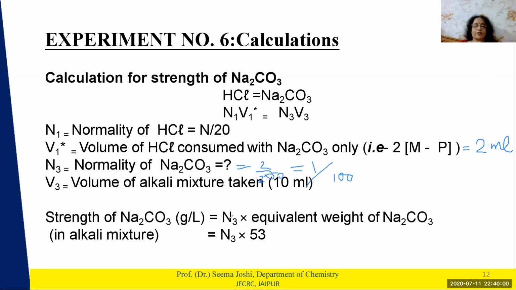So we are using this normality of sodium carbonate for calculating the strength of sodium carbonate. Strength of sodium carbonate is obtained by multiplying its normality by its equivalent weight, which is 53 here. So by using these values, it comes out to be 0.53 grams per liter. So this is our overall calculation.